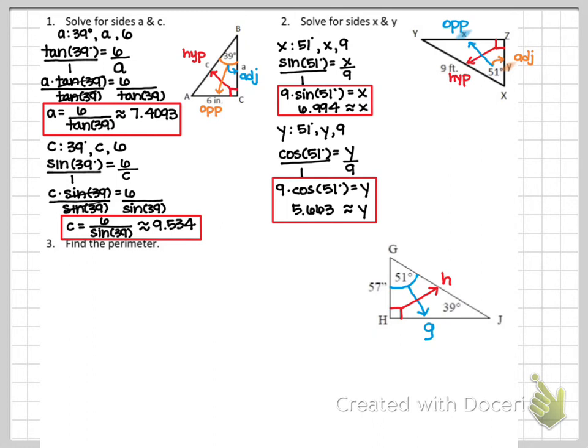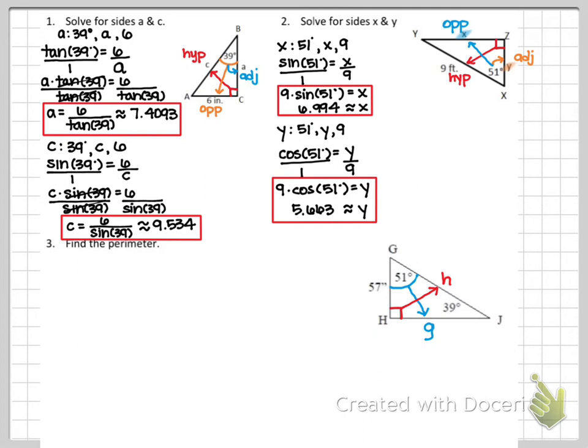Now, you've got multiple angles that you could choose from. You could use the 51 degrees or you could use the 39. It doesn't matter which one you use. It is going to change the setup of your question, but it will not change the answers. I think I'm going to go ahead and use the 51. Not that it matters. Again, you get the same answer.